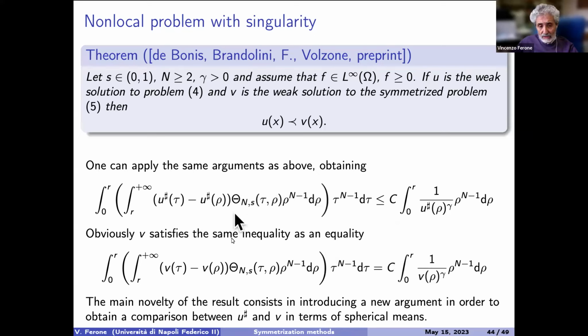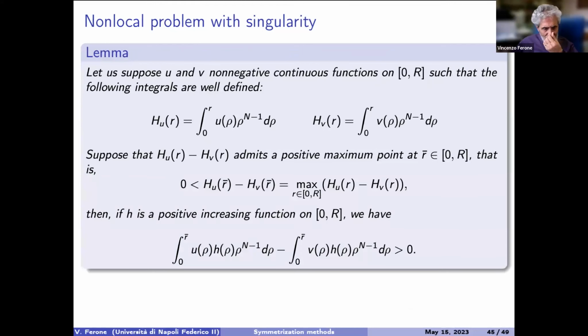And so in this context, the argument which I have used before cannot be used, at least we have not been able to use it. And so we needed a new argument in order to obtain a comparison between u sharp and v. And this argument comes from the following lemma, which says that suppose that u and v are non-negative continuous functions on 0R, such that the following integrals are well defined.